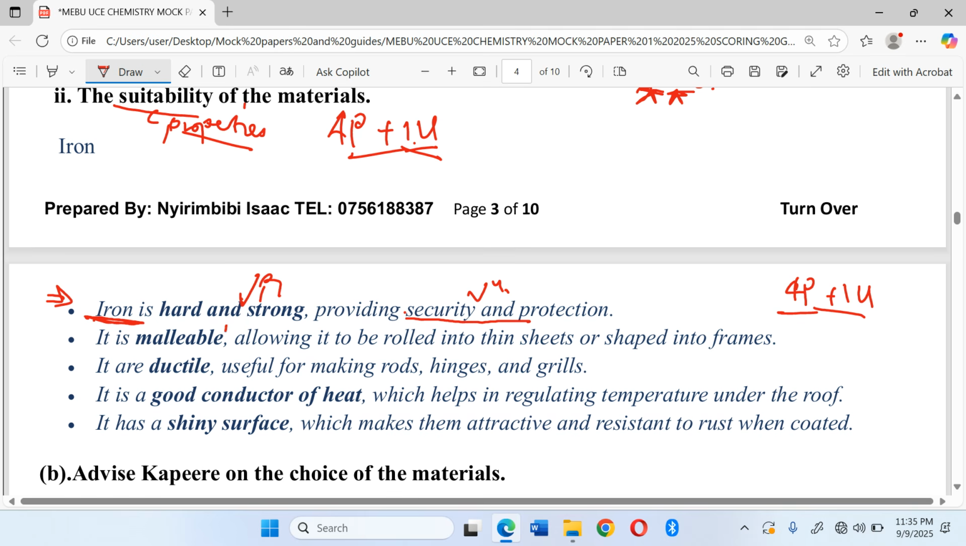It is malleable. That is another point. Then they have explained it very well. It is ductile, which is also explained. Good conductor of heat, which helps in regulating temperature, and then has a shiny surface.